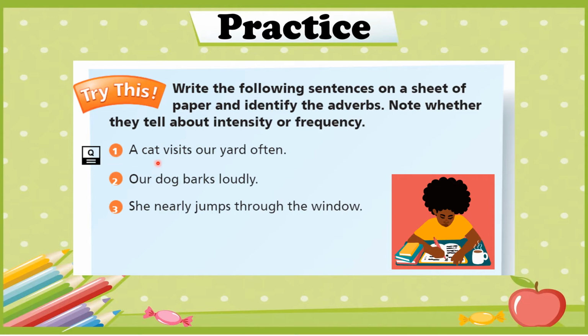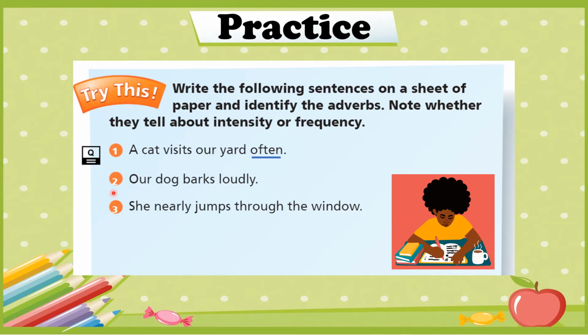Number 1. A cat visits our yard often. So for you to be able to identify your adverb, first you need to determine your verb. So in this case, our verb is visits. So how often does a cat visit your yard? So the question already holds the answer, right? The answer is often, which means almost always. So in our case, often is an adverb of frequency.